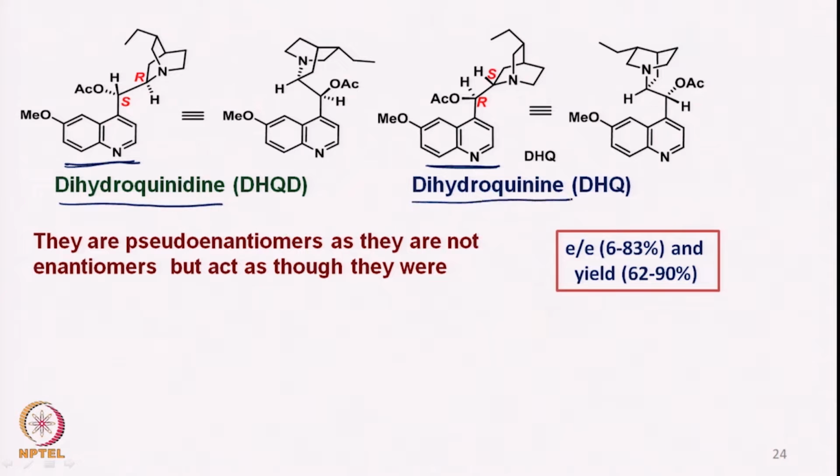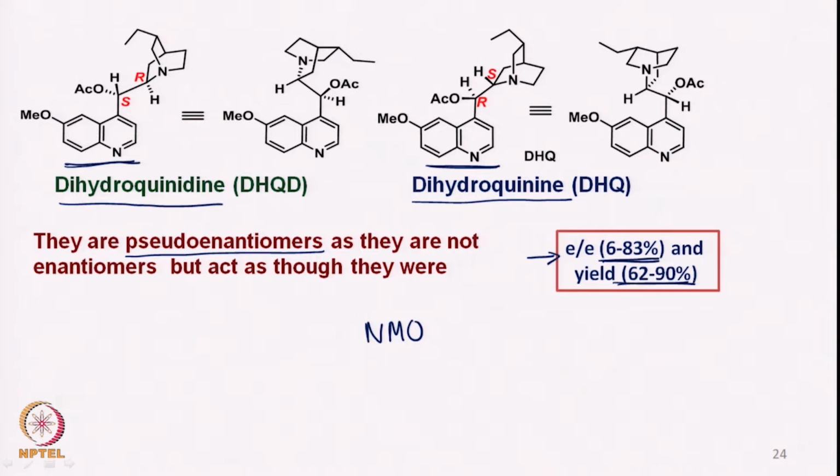They are called pseudo enantiomers. They are not really enantiomers, as they are not really mirror images of each other, but they give different enantioselectivity, and therefore they are considered as pseudo enantiomers. Now as you can see, the utility of such chiral ligands along with, as I mentioned, NMO gave the optical purity or enantiomeric purity of 6 to 88.3% and yields ranging from 62 to 90%.